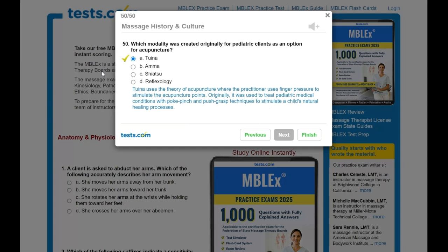A. Tuina. Tuina uses the theory of acupuncture where the practitioner uses finger pressure to stimulate the acupuncture points. Originally, it was used to treat pediatric medical conditions with poke, pinch, and push grasp techniques to stimulate a child's natural healing processes.